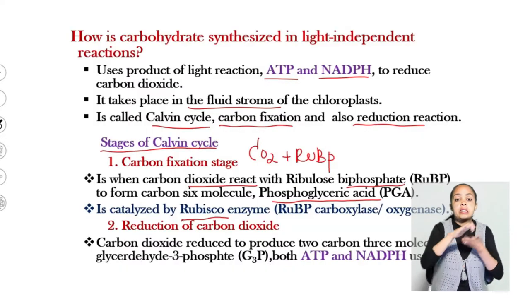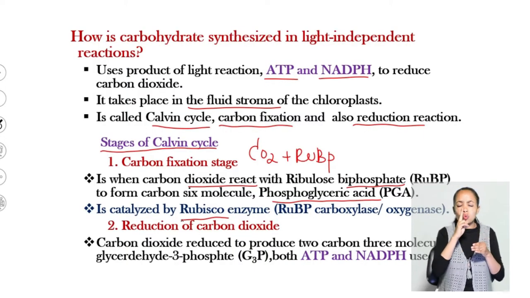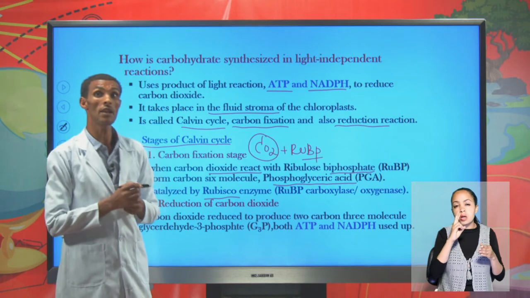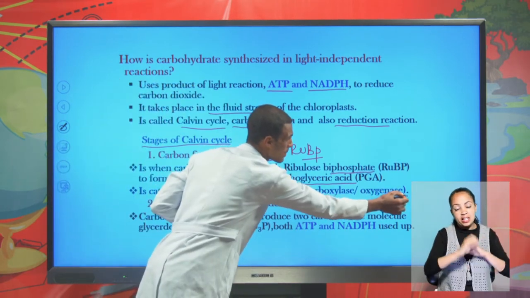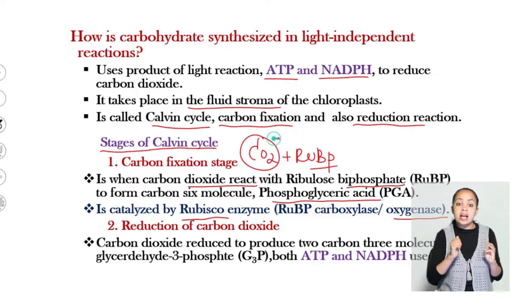The Rubisco enzyme can catalyze in two main ways. Here, ribulose bisphosphate binds or reacts with carbon dioxide in the Calvin cycle. And in another case, it can catalyze the binding with oxygen.